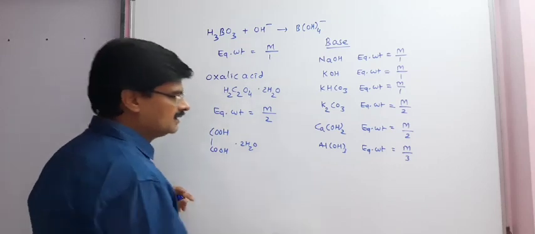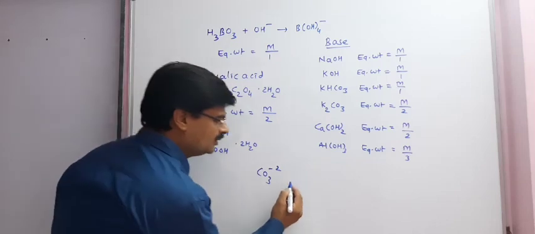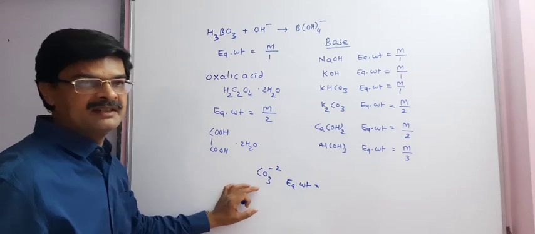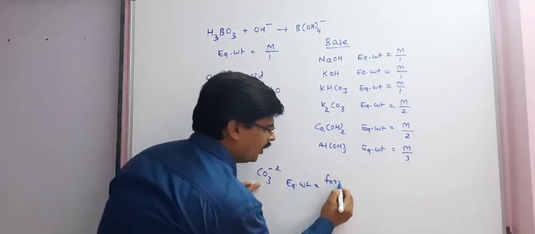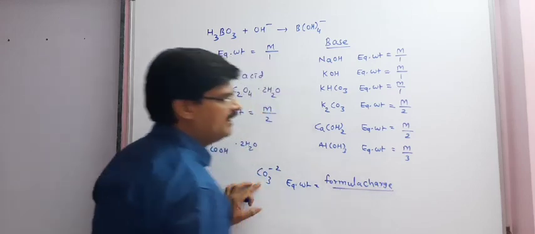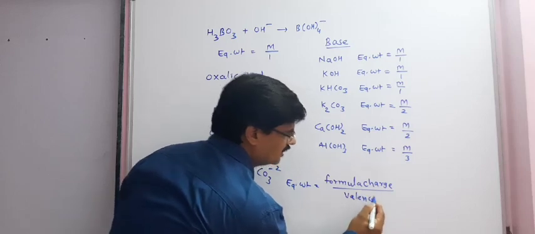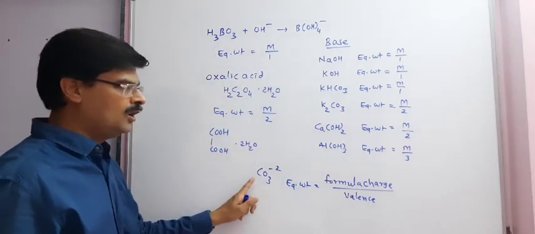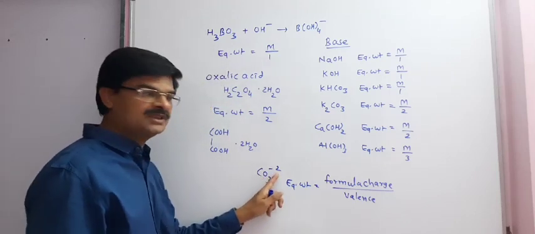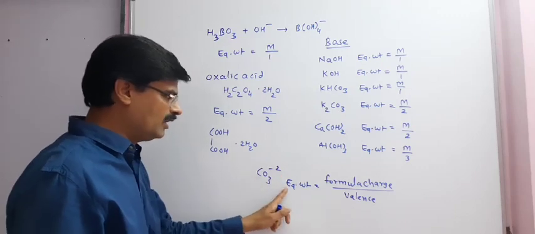Now for ions like CO3 2-, how is equivalent weight found out? So equivalent weight is equal to formula charge divided by valence. So we can say equivalent weight of CO3 2- ion can be obtained by molar mass of CO3 2- divided by valency 2. So we can find out the equivalent weight also.